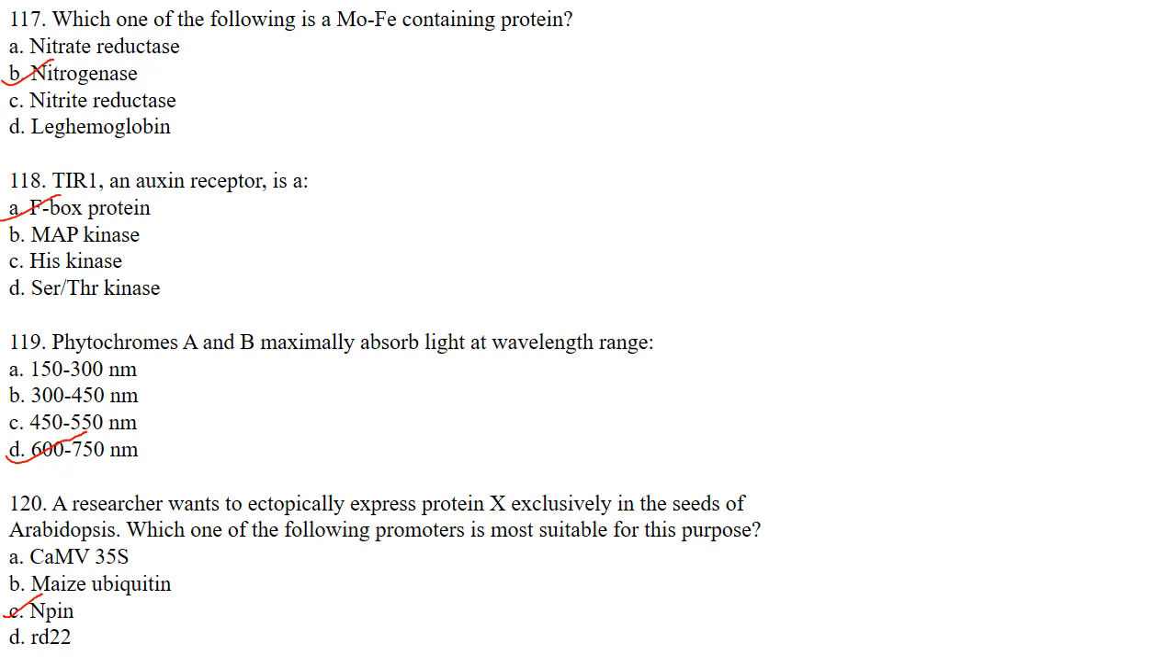TIR1, an auxin receptor, is an F box protein. Answer is option A.